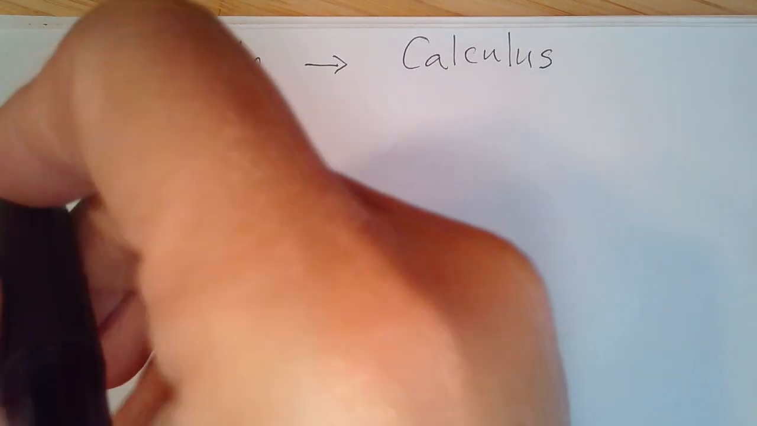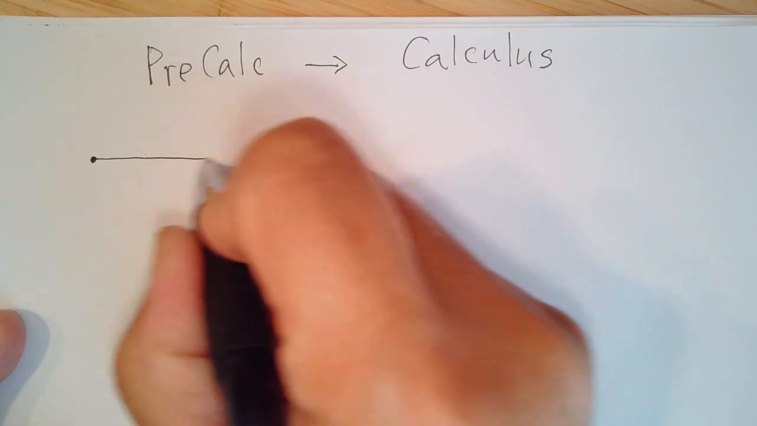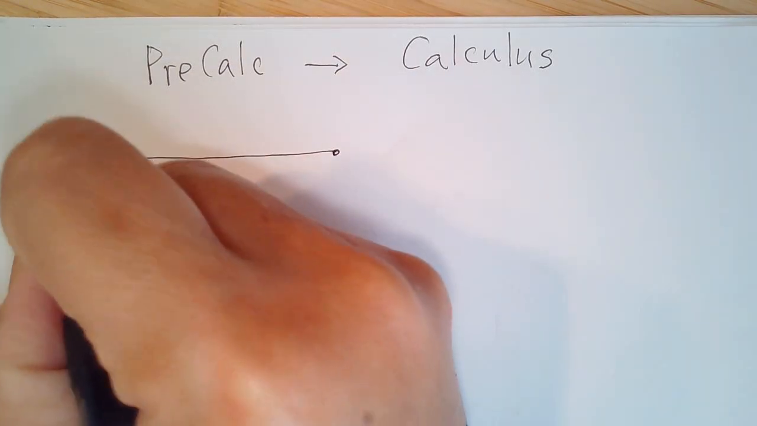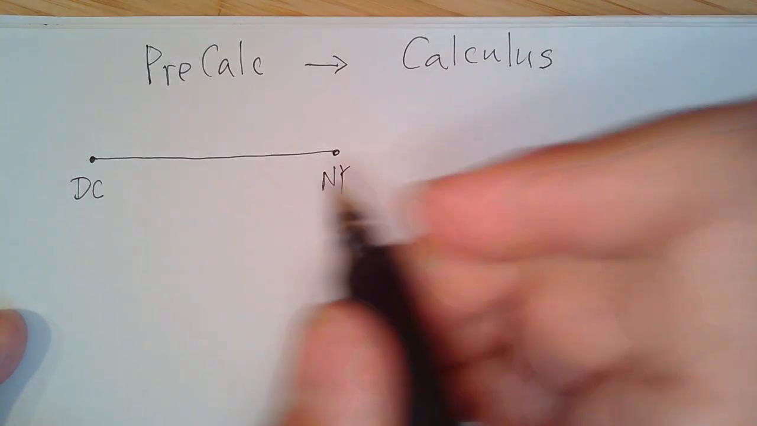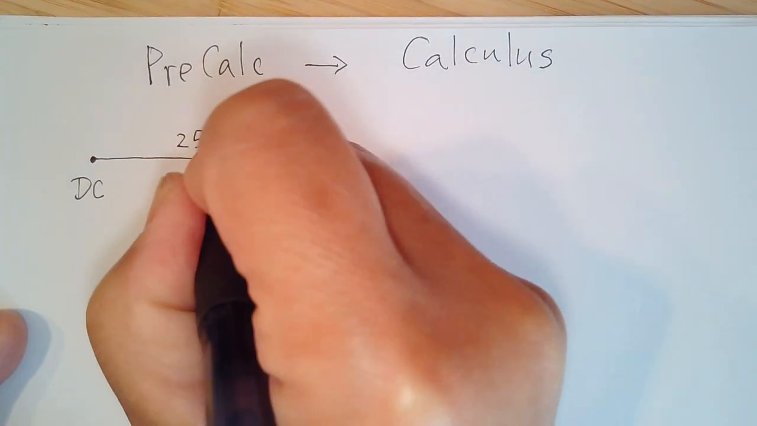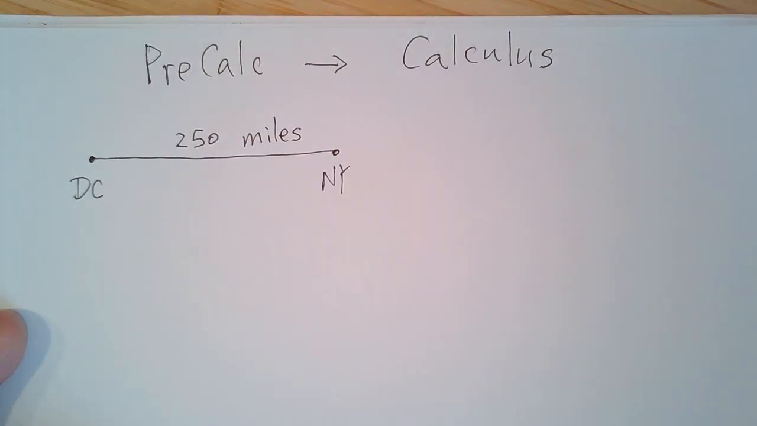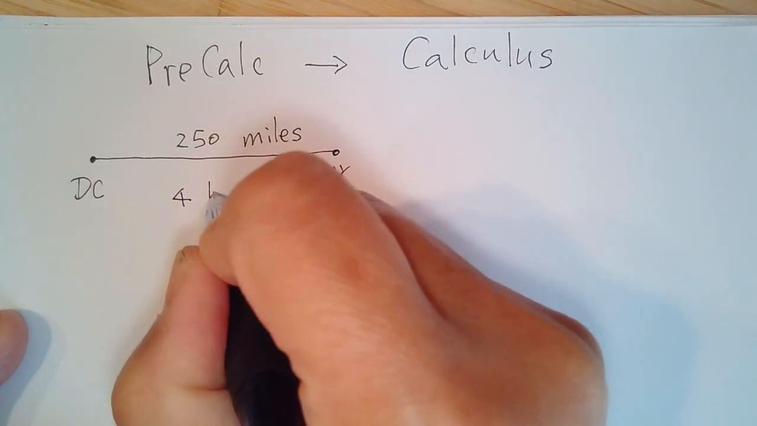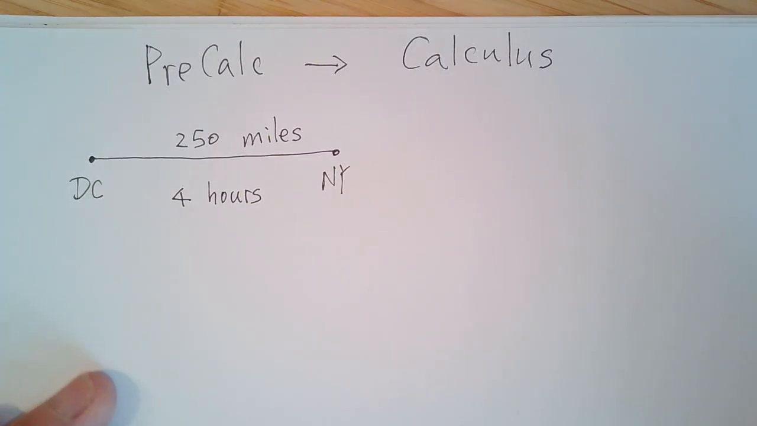The first one, speed. Let's see, you're driving from Washington, D.C. to New York, okay? And the distance is 250 miles. You spend 4 hours driving from D.C. to New York. All right, now if I ask you, what is the average speed in this trip? Do you know how to do that?